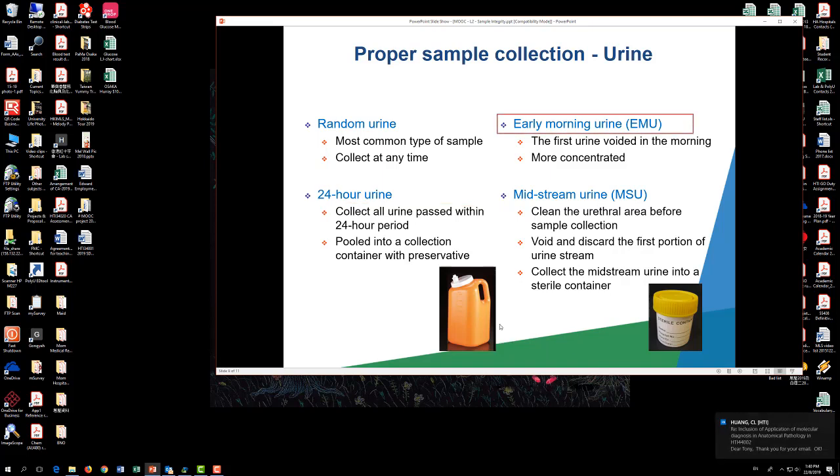Early morning urine is the first urine voided in the morning, so it is more concentrated. For example, for TB, tuberculosis detection, early morning urine will be requested.